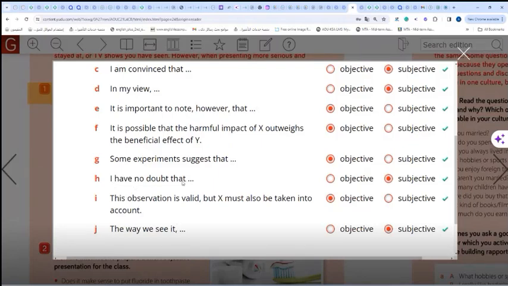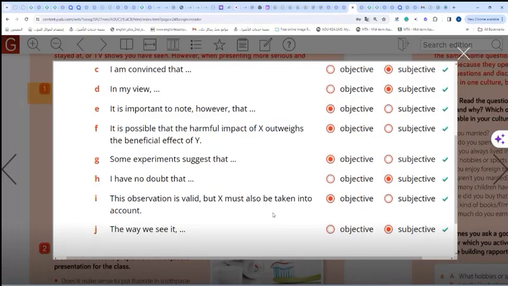The way we see it. The way we see it. The way we feel it. The way, which means in our point of view or points of view. Okay? In our point of view. So it's subjective.